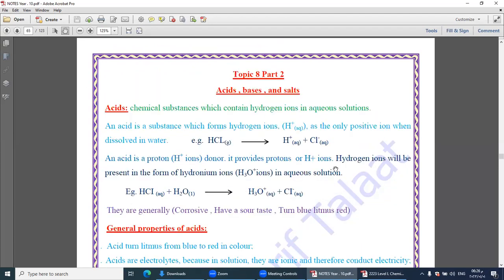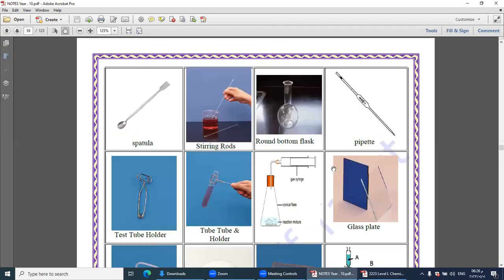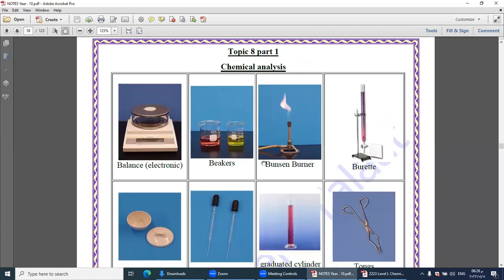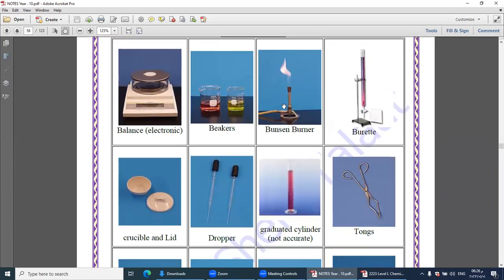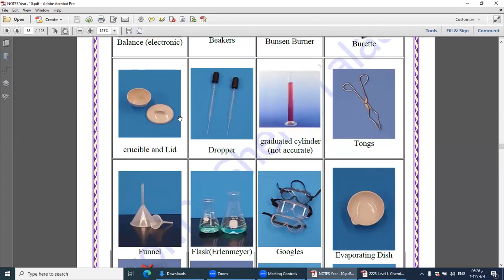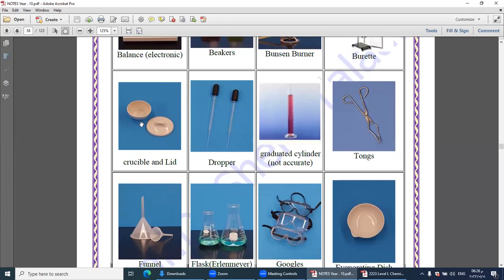For laboratory apparatus, to make separation methods: Bunsen burner, balance, beaker, burette, crucible, and lid. Crucible and lid, if you need to heat or burn. What's the difference between heating and burning?